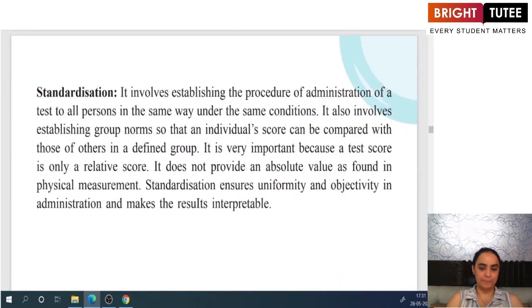Now, the test should be standardized. The standardization of the test is very important. What do we mean by standardization now?